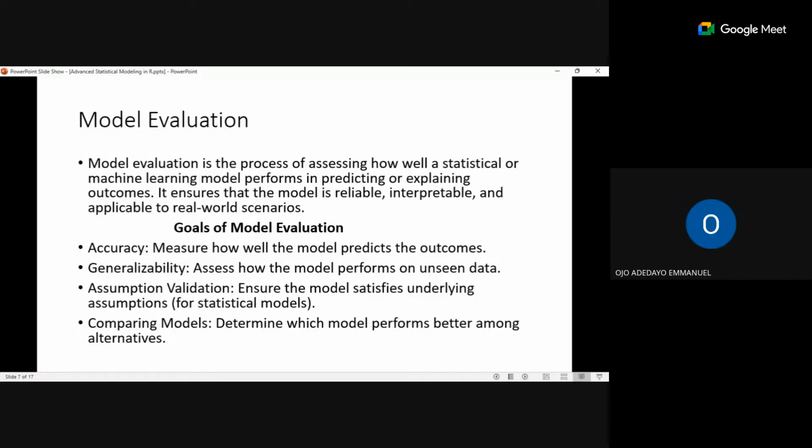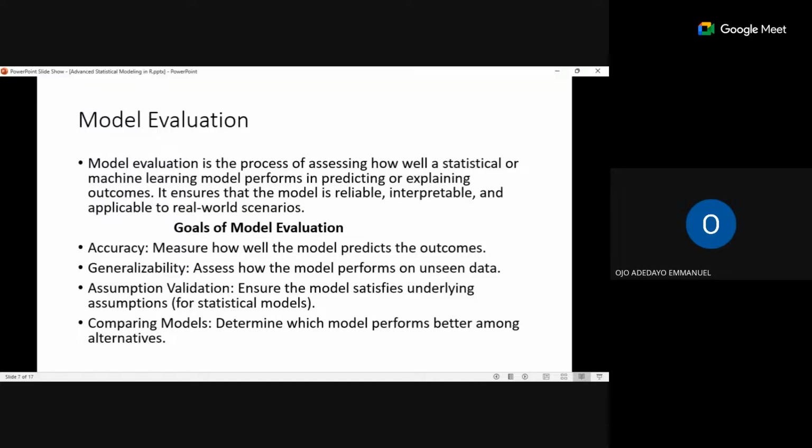Model evaluation is the process of assessing how well a statistical or machine learning model performs in predicting or explaining the outcome. That is what we call model evaluation. If you want to know whether your independent variables are really performing well in predicting your outcome, I don't know, maybe you've heard about R square before, the adjusted R square. R square simply tells us the amount of variation that your independent variables can predict for your outcome variable. So R square is one of the model metrics. We're going to get there now.